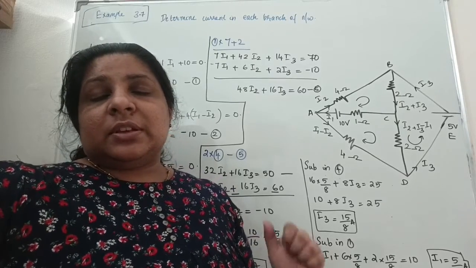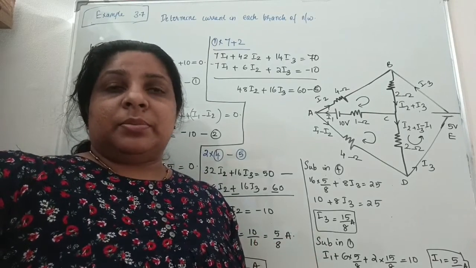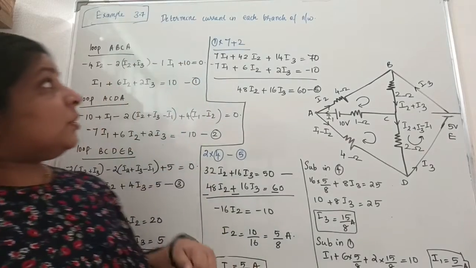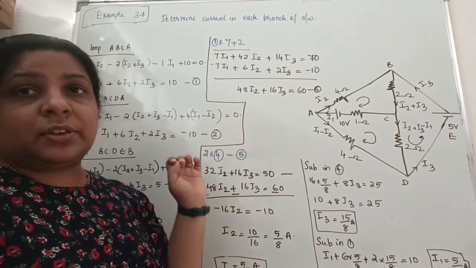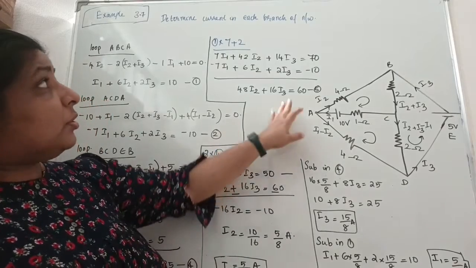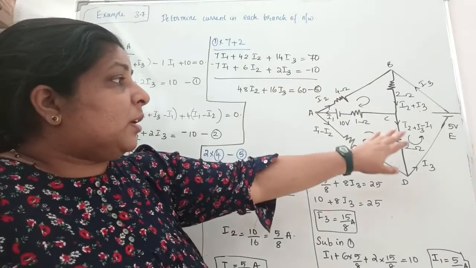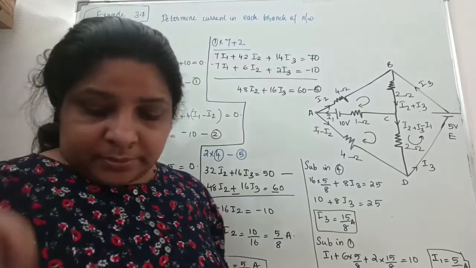Hello. So this is another Kirchhoff's law important question from chapter 3. This is actually example 3.7 in the textbook. The question is: determine the current in each branch of the network. So you have to find each current.